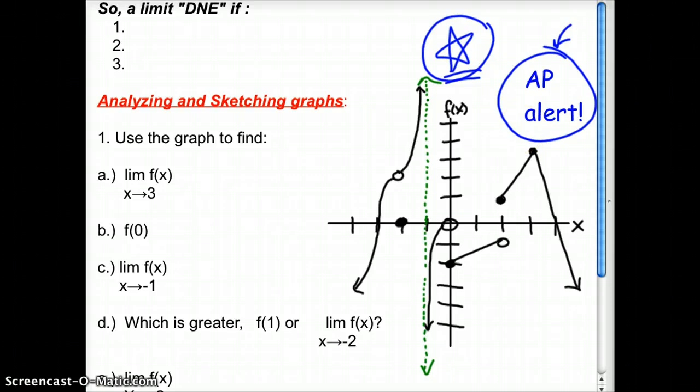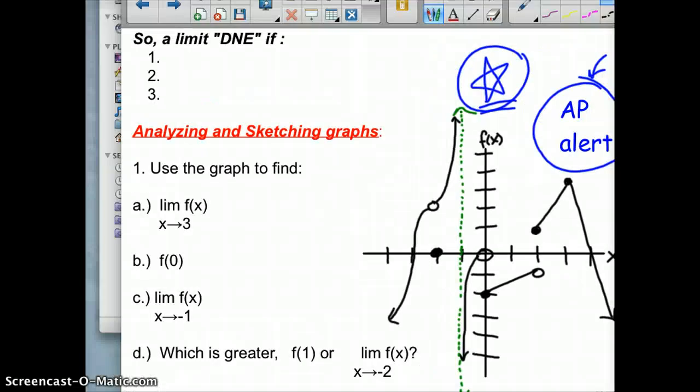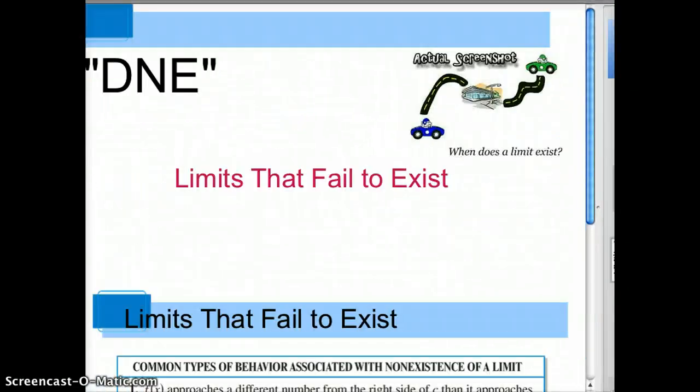So I'm going to see if this will, for some reason my page won't turn. Oh, there we go. Now it's going all at once.